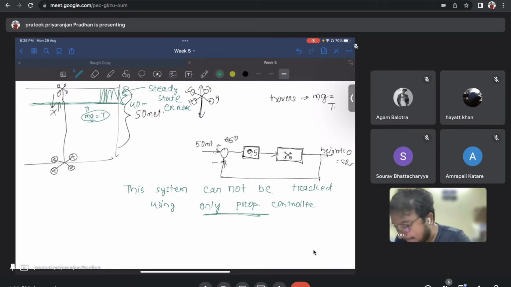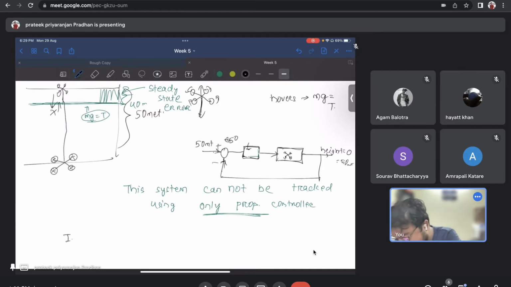What I will do is, instead of only KP, I'll give KP plus KI, the integral term also. You know the integral controller, derivative controller, and proportional controller. The proportional controller just amplifies whatever error it's getting. It doesn't look back at what happened in the past. It just takes the current value, amplifies it, and gives the signal.